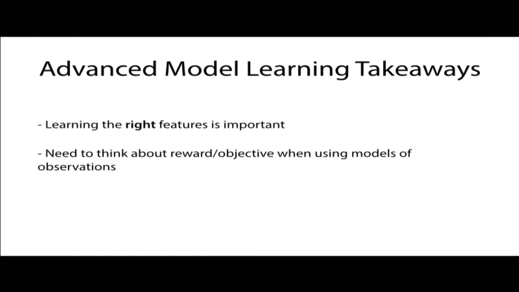And so to close, learning the right features is important. Learning the embedding that has the right information is very important for these methods. And if you're going to use a model-based method with images, then you're going to need to think about the reward or the objective when you're actually trying to use the model of observations.